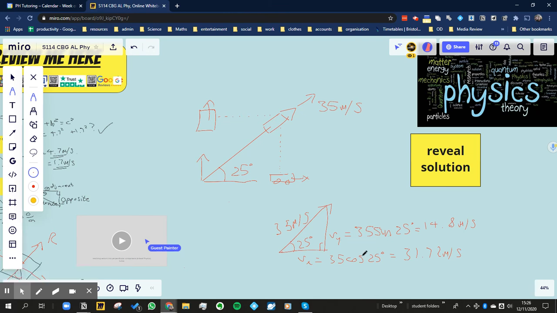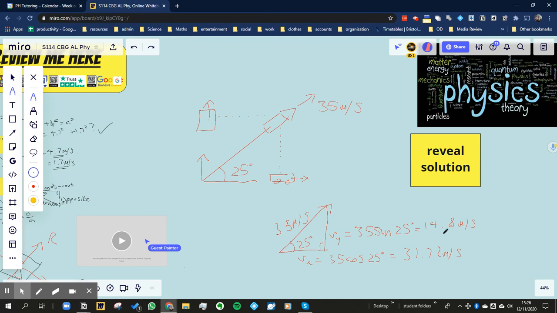So the horizontal, and now we can also see that this is probably about right. We can see that the horizontal component, because this is a relatively small angle, is going to be reasonably close to 35 meters per second, but not quite as fast as that. So 31 seems about right. And the vertical component is going to be a little bit smaller because that angle's a bit smaller, and this angle over here would be larger.